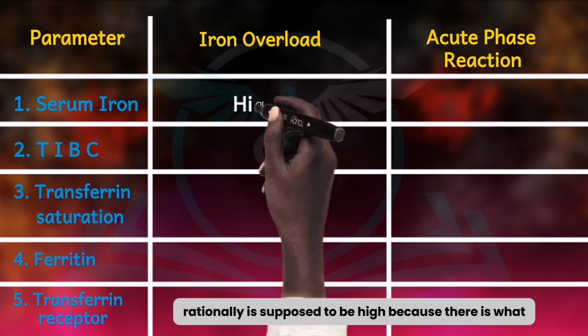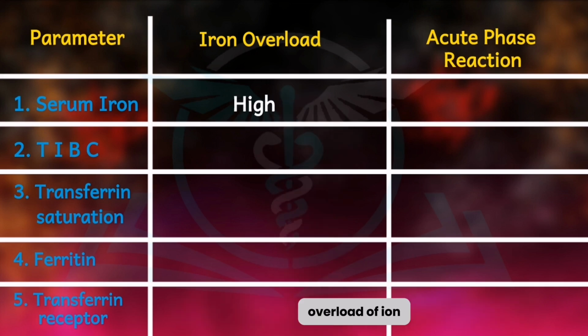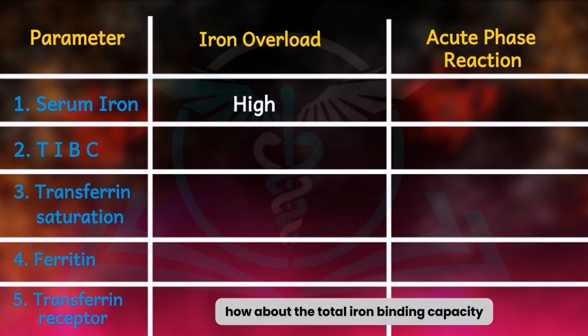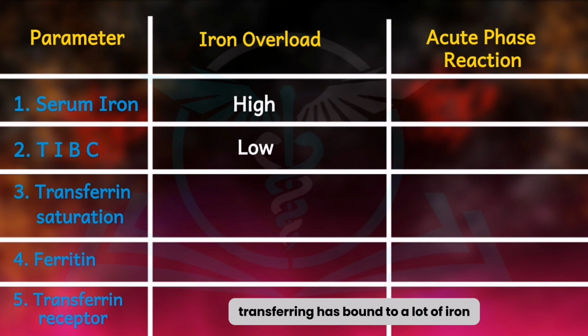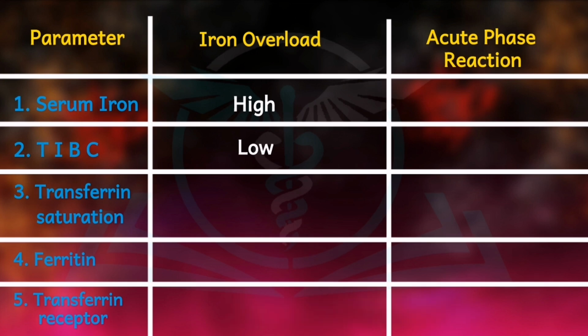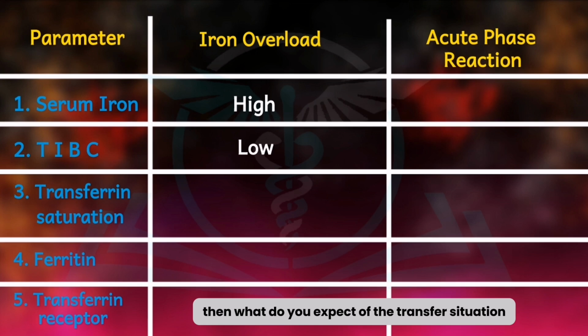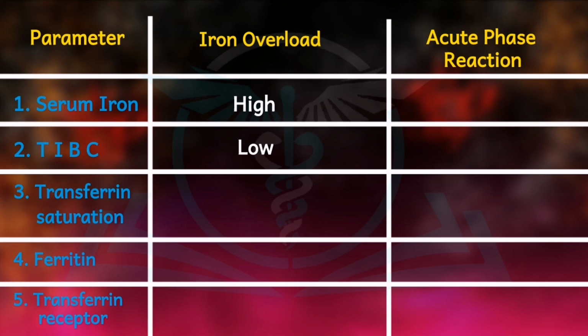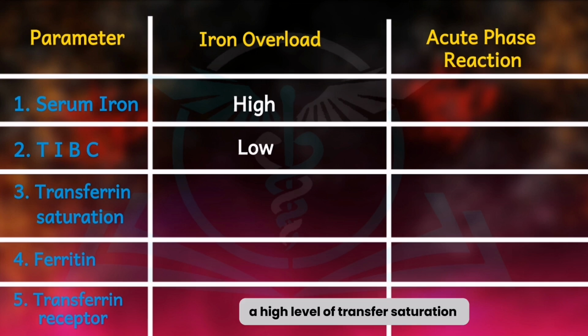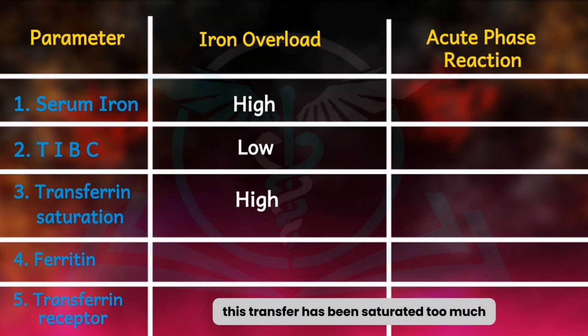Rationally, it's supposed to be high because there is what? Overload of iron. How about the total iron binding capacity? We expect it to be low because the transferrin has bound to a lot of iron, so it doesn't have the capacity even to bind. Then what do you expect of the transferrin saturation? Because there's overload of iron, then you have what? A high level of transferrin saturation. The transferrin has been saturated too much.